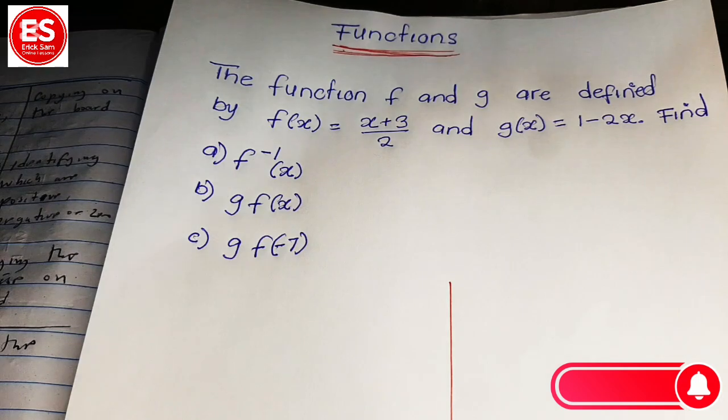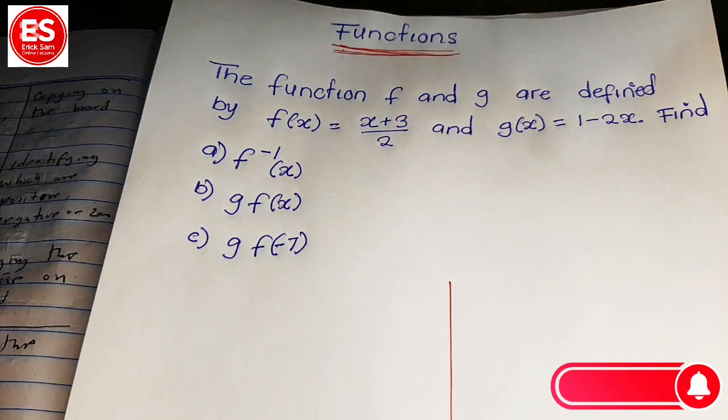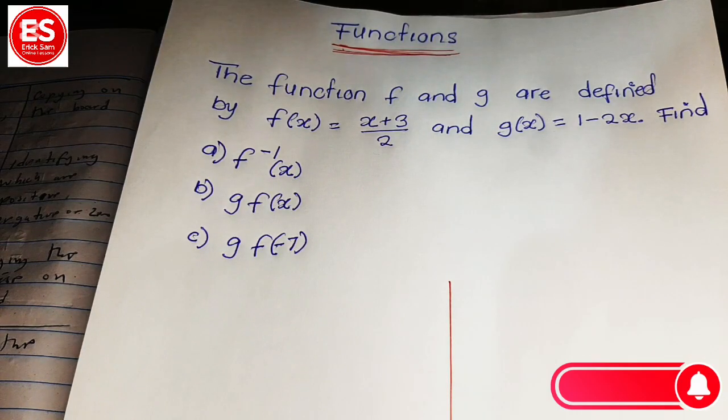The functions f and g are defined by f(x) = (x + 3)/2 and g(x) = 1 - 2x. Find number 1, the inverse of f(x).